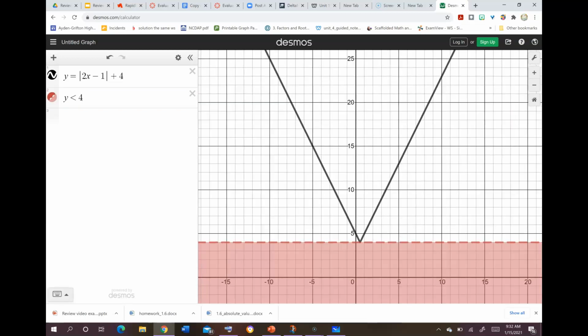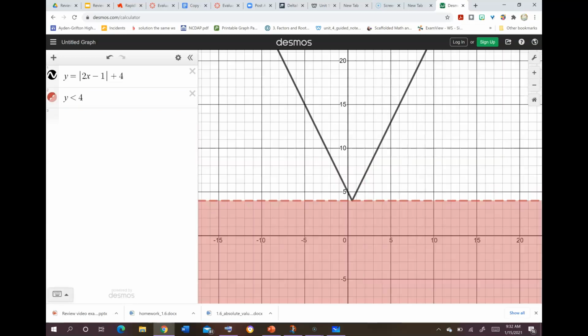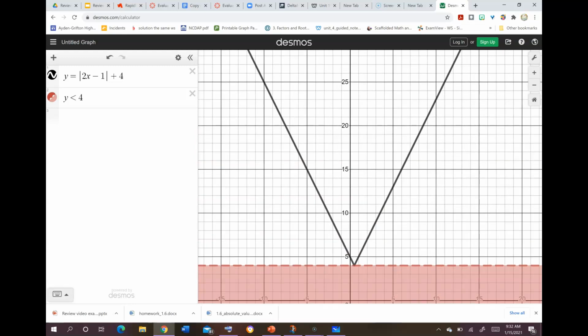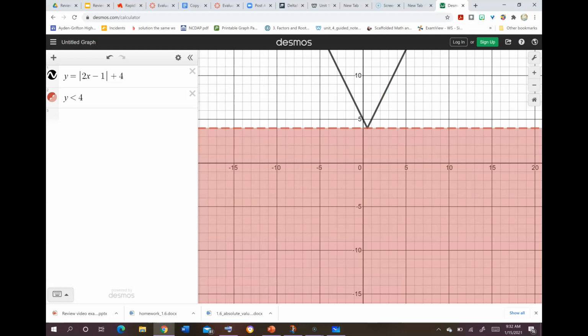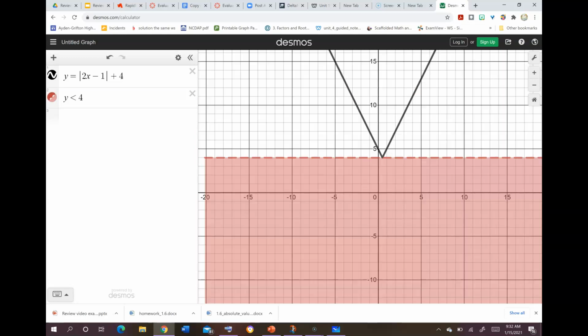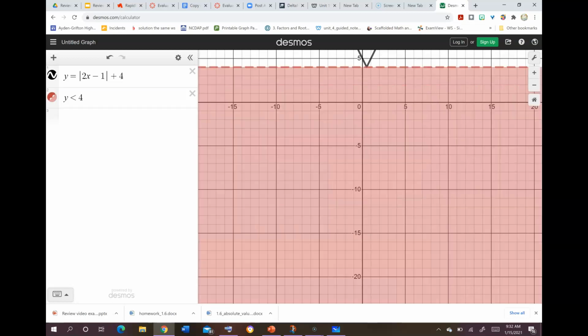So, is the graph shaded at all with the inequality? Is that graph anywhere in this red space? It's not. So if it's not in the red space, is there a solution? No, there's not a solution. So that is what a no solution looks like on your graph. All right, let's do another one.